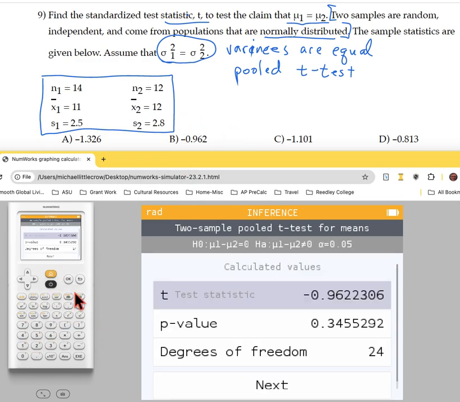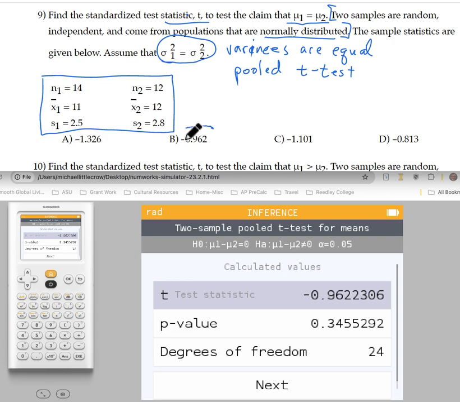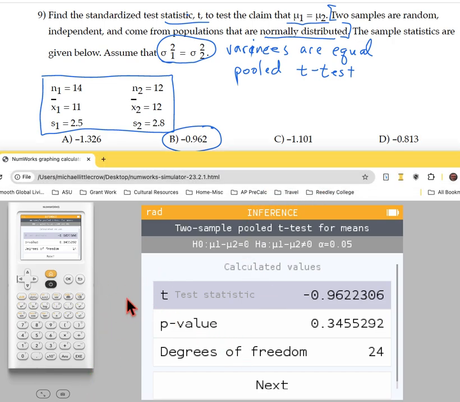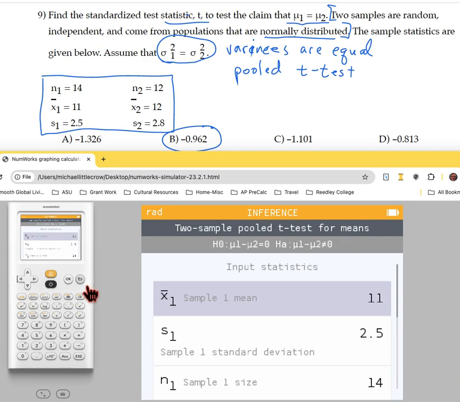Okay, so we go to the next. Here's our t statistic, negative 0.962. And so I've got my answer for up here. It's going to be B. Okay. Did they get some of the other wrong answers? I'm not quite sure. Let's come back here under these statistics.